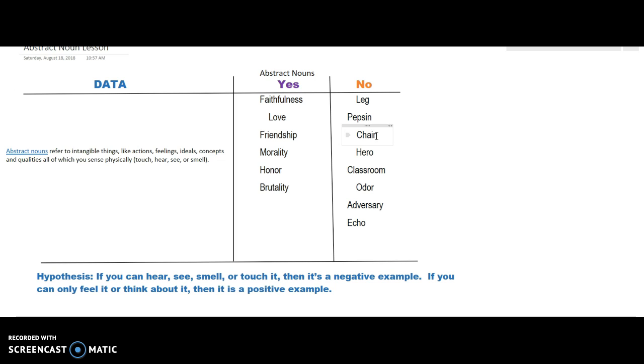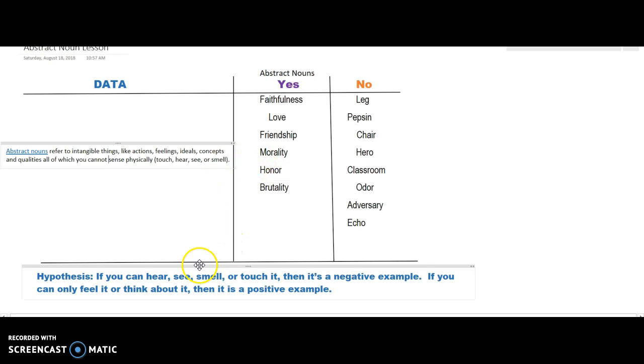So these are things like actions, feelings like love, ideals like honor and morality, and concepts like friendship. Friendship is a concept. And qualities, like faithfulness. All of which you cannot sense physically. You can't touch them. You cannot hear them. You can't see them, or you can't smell them.